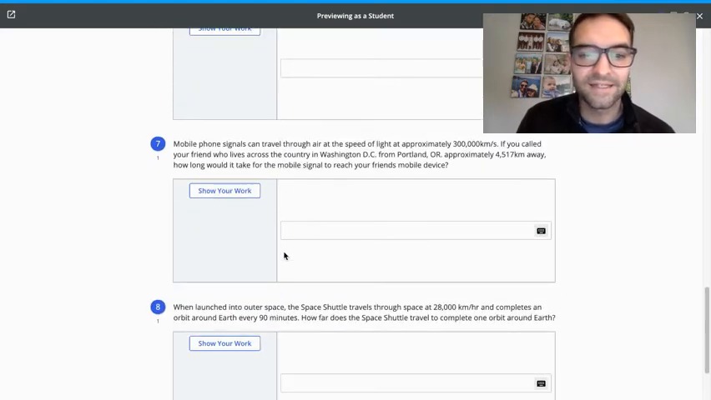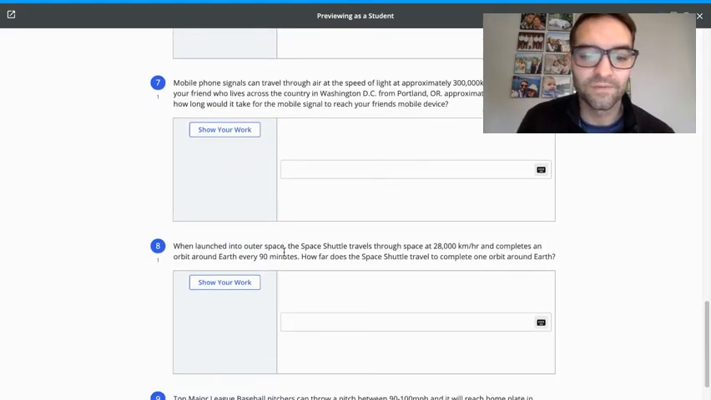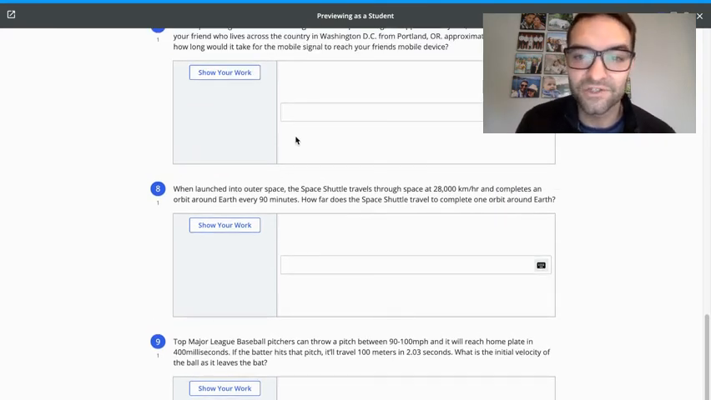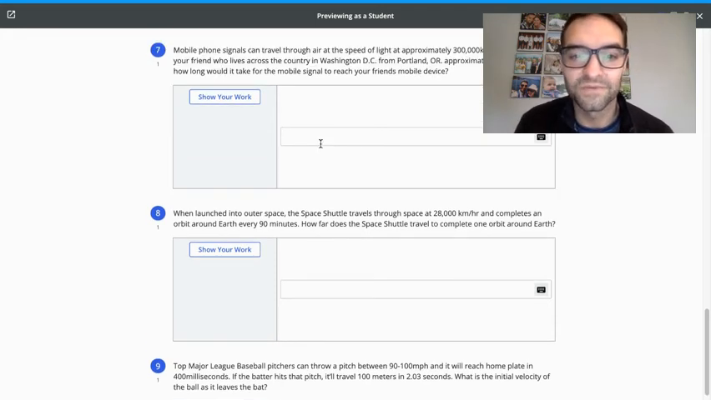And then we just have a few word problems. Each word problem will tell you, okay, what am I looking for? How long would it take? How far? And what is the initial velocity? So it's going to tell you what you're solving for. Then you've got to go in there and pull out the information needed from those word problems.